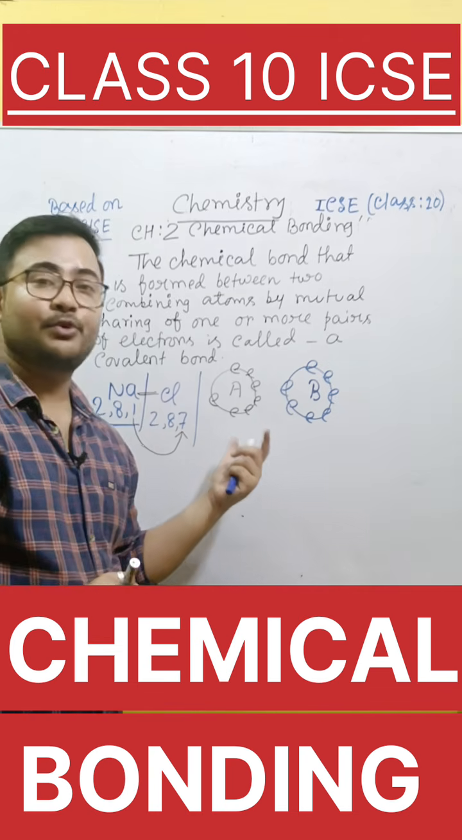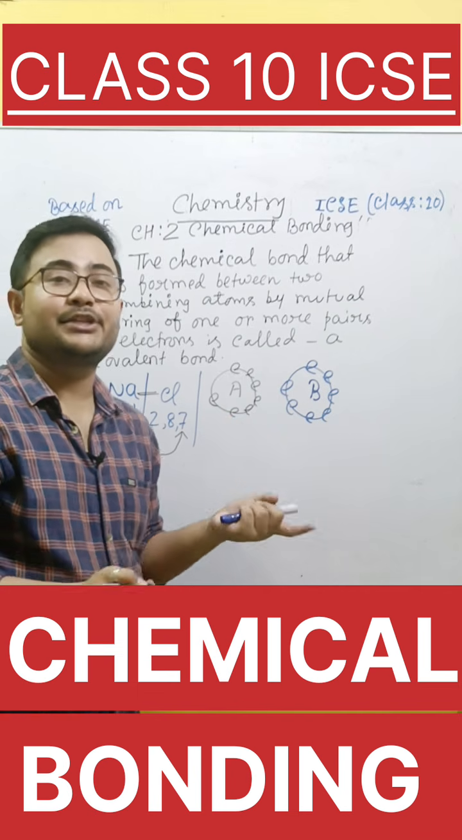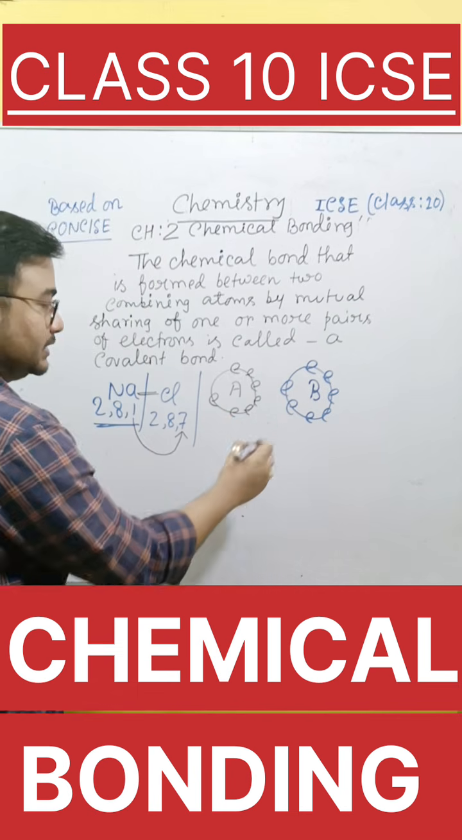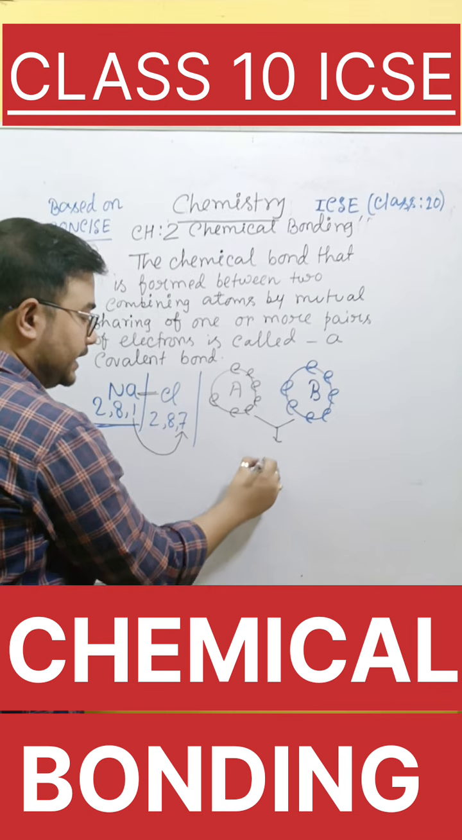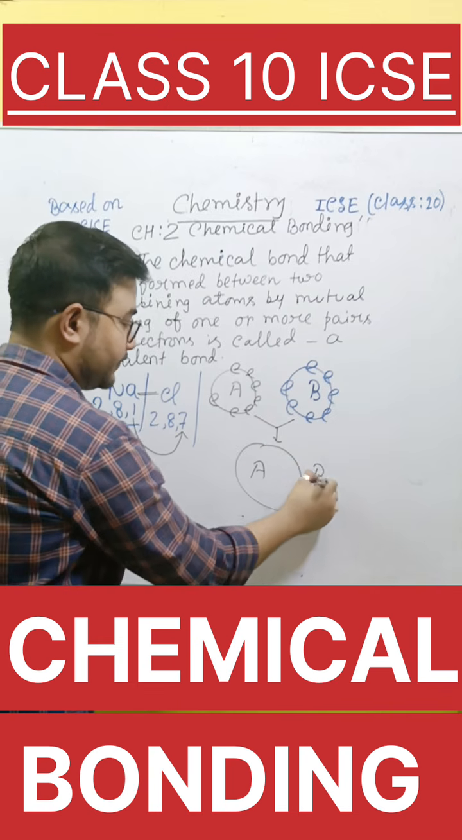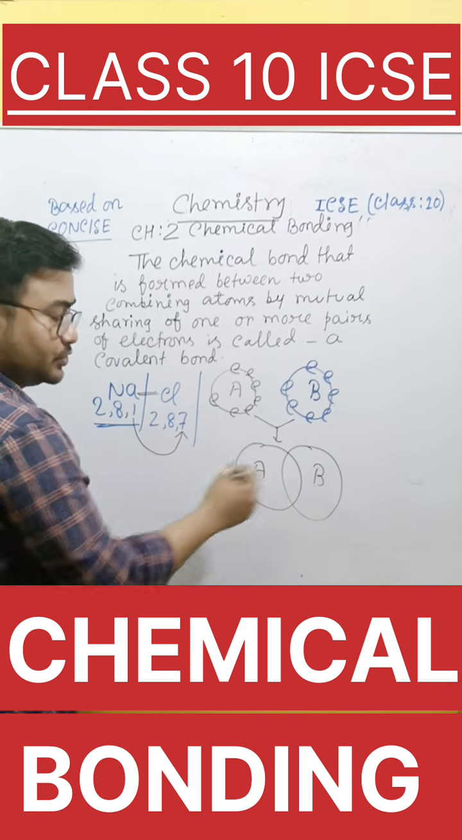But here, how is it possible? Both the atoms have a tendency to accept. Then what will they do? They create a common space. This space is known as the common space.